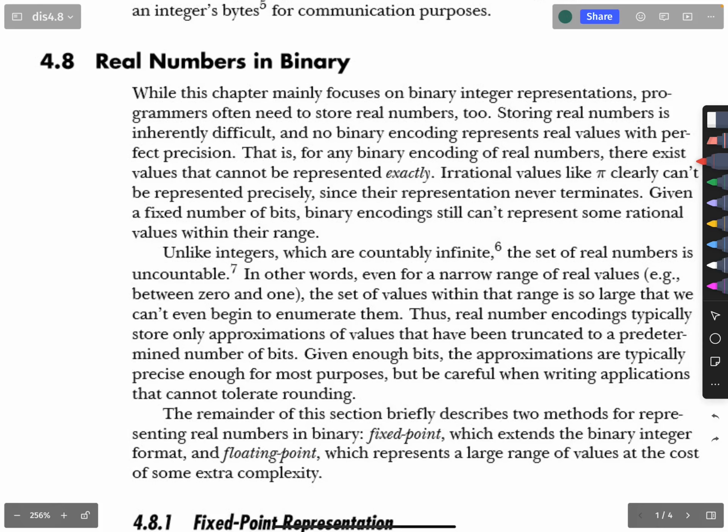We're talking through the textbook Dive into Systems and moving on to section 4.8, discussing so-called real numbers in binary. Honestly, I think we're going to be talking about floating point numbers, which maybe already gives you a better sense of what is going to be in this video.